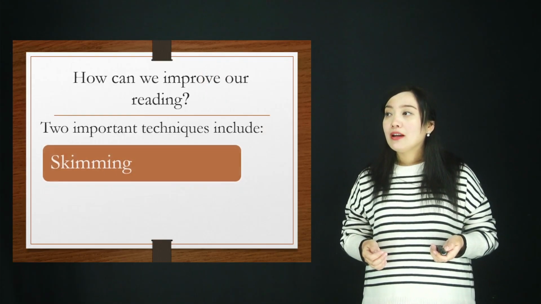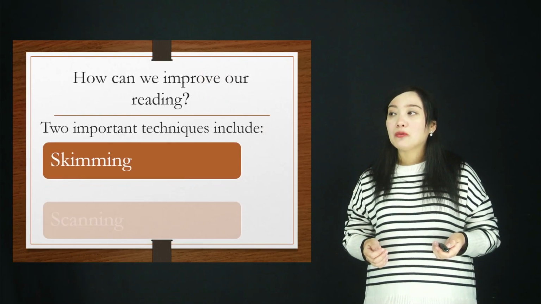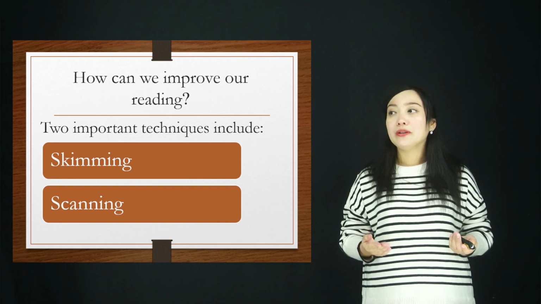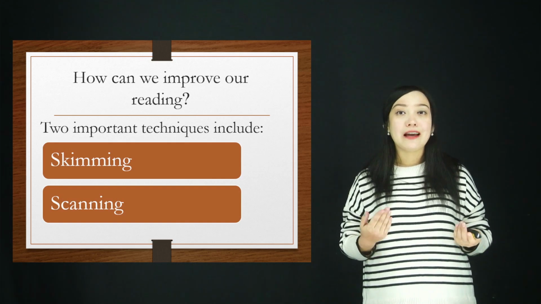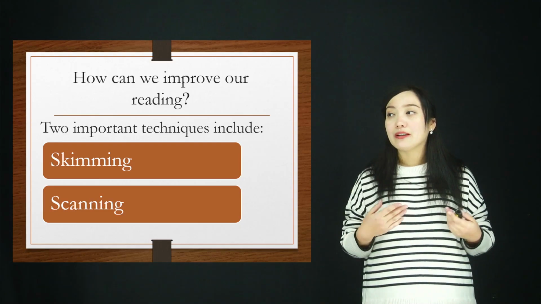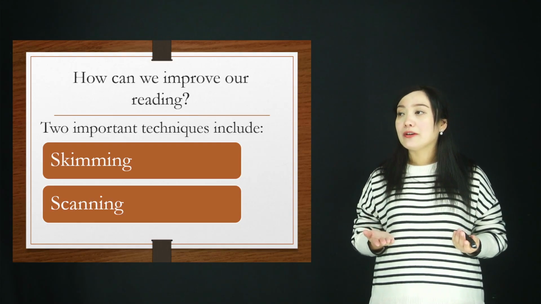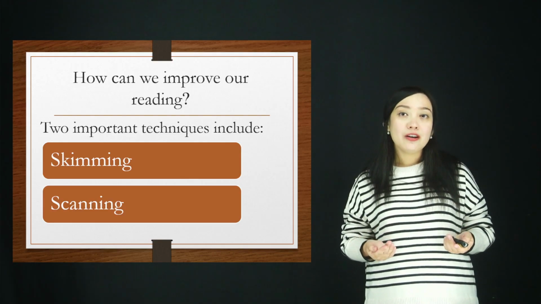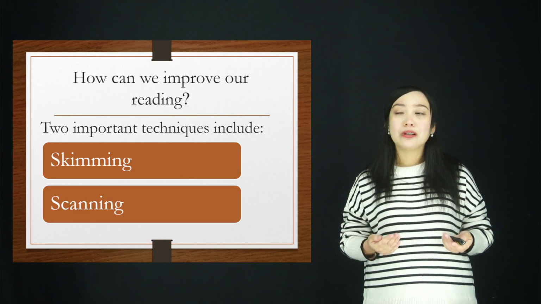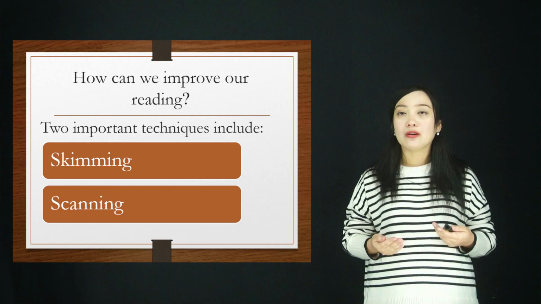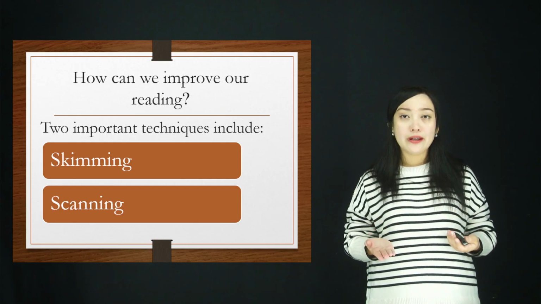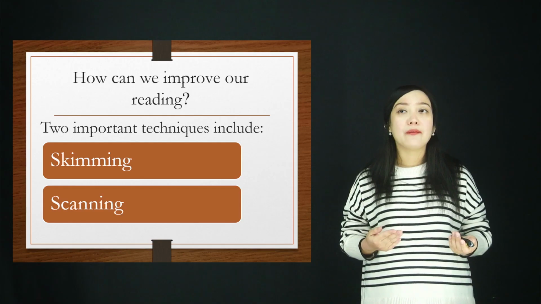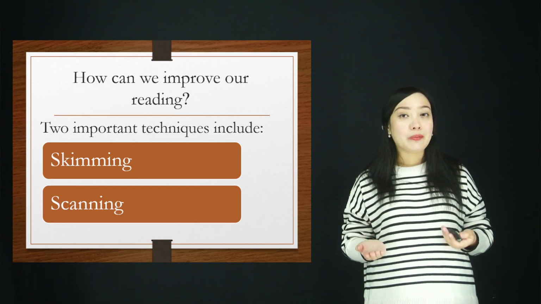First one, how can we improve our reading? We can improve our reading with two important techniques. They can help us to improve our reading techniques. For example, they are skimming and scanning. So today we can look through these topics. How can we do skimming and how can we do scanning during the test, during the reading practice.